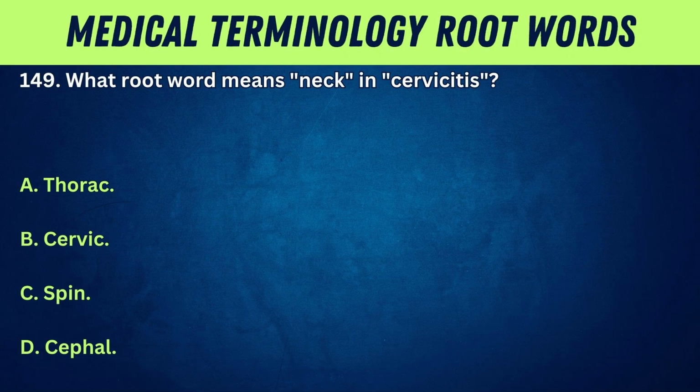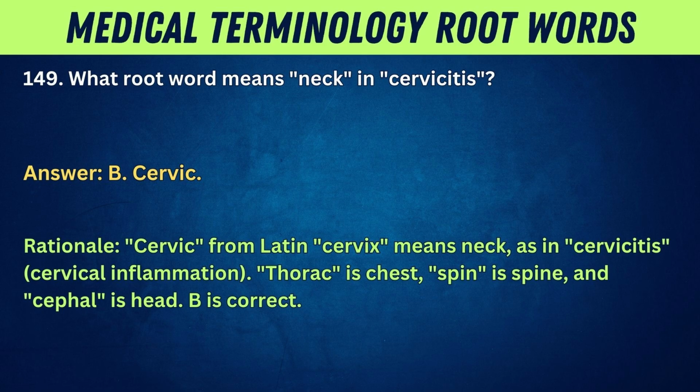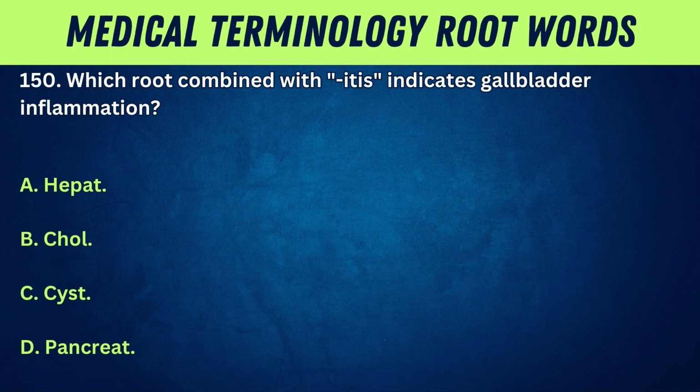149. What root word means neck in cervicitis? A. Thorax. B. Cervic. C. Spin. D. Cephal. Answer: B. Cervic. Rationale: cervic from Latin cervix means neck, as in cervicitis, cervical inflammation. Thorax is chest, spin is spine, and cephal is head. B is correct.